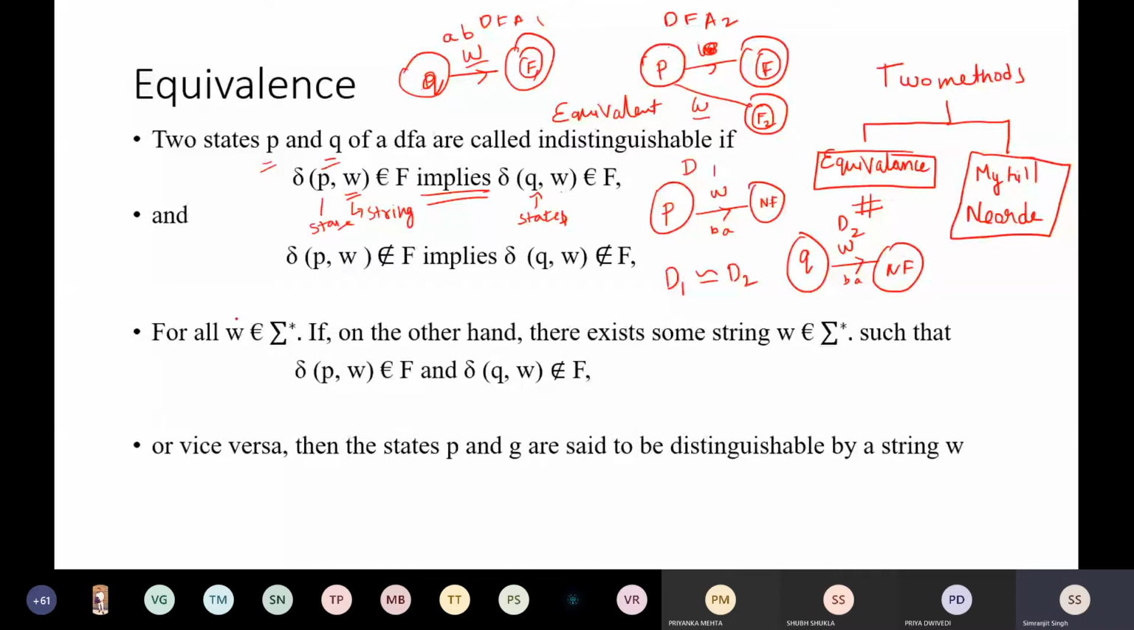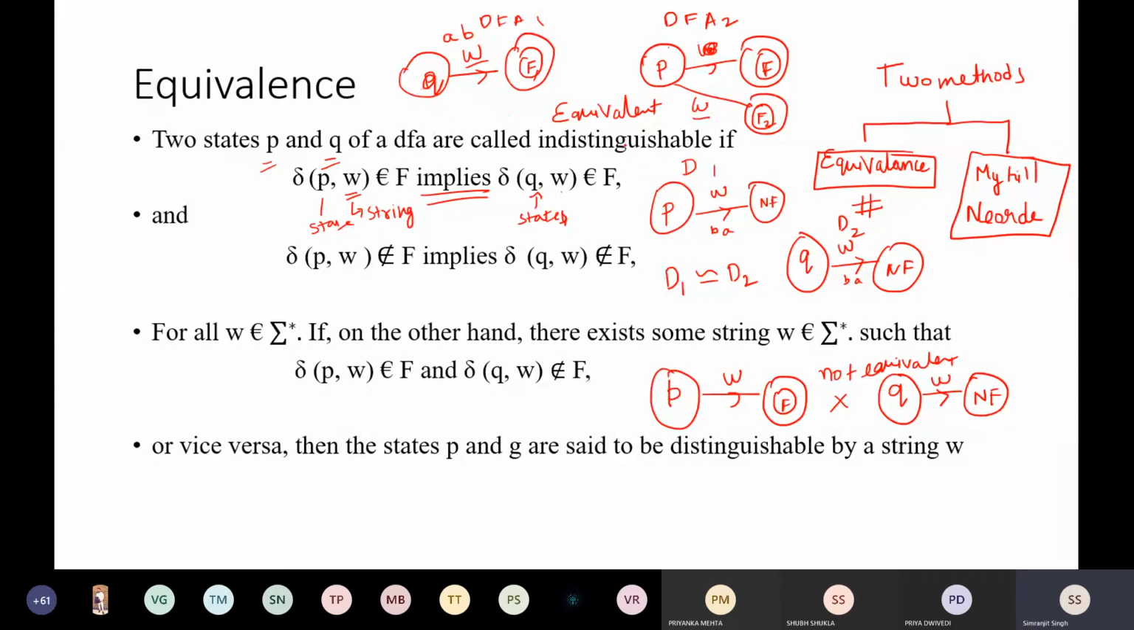On the other hand, if for P on getting an input of W it goes to a final state, but the other DFA Q on getting an input of W goes towards a non-final state, then these two are not equivalent.